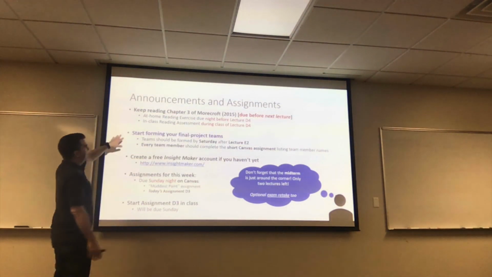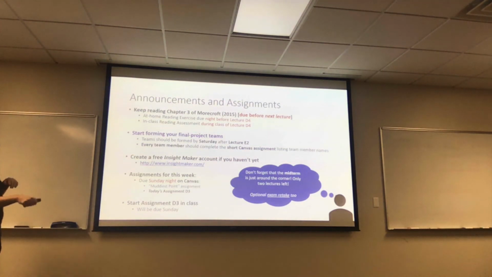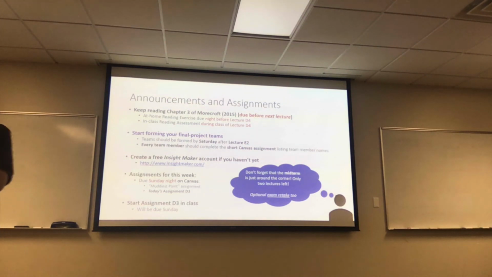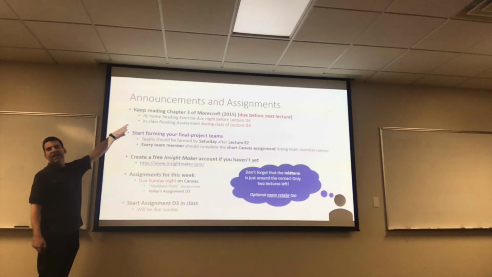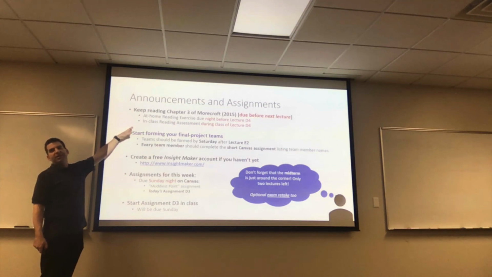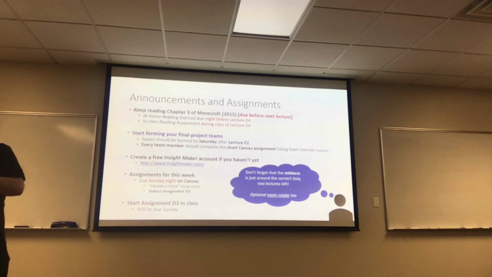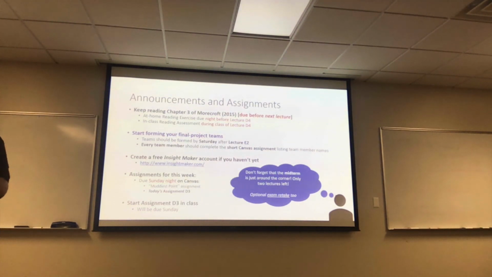So start forming your teams. And then the next thing after that is you'll write a short proposal, which is what system you're going to model. And that's like a couple weeks after you form the teams. Keep reading Chapter 3. The next lecture, we're going to go over Chapter 3. So there's an assignment online, and then there's also going to be one of these assessments in class, and then we'll talk about that. And that's when Moorcroft introduces stock and flow diagrams.